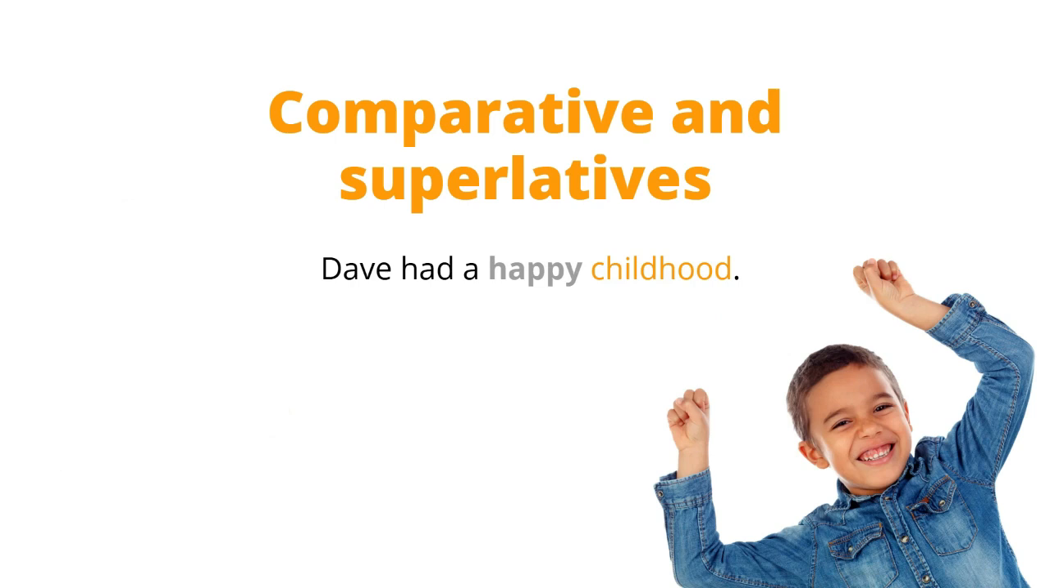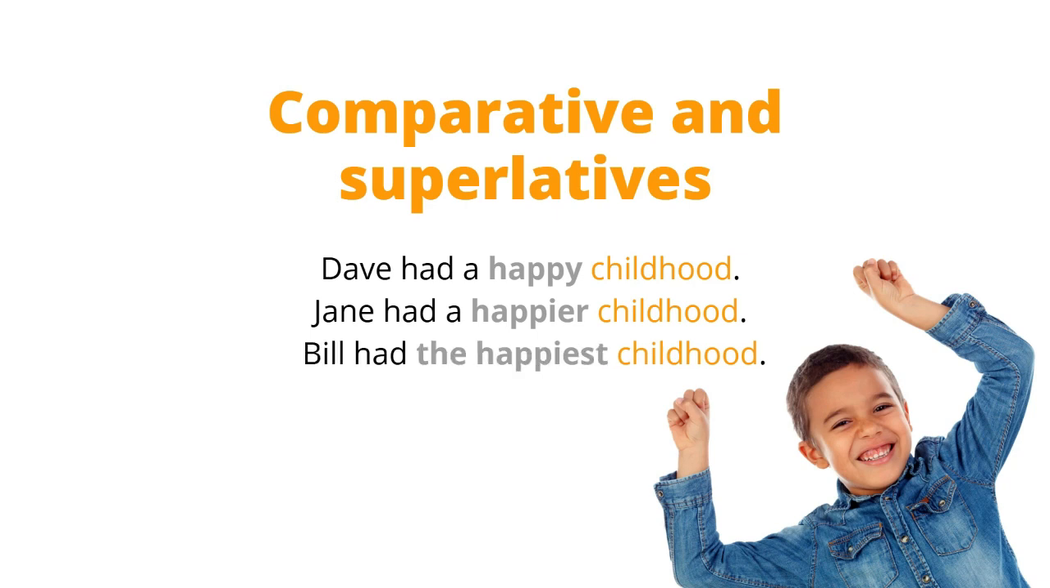Sometimes if we've got an adjective with two syllables that ends in a Y, we can say Dave had a happy childhood. Jane had a happier childhood. You'll see how we changed the Y to I. Bill had the happiest childhood. So these are adjectives with two syllables that end in Y, like happy or lucky or ugly. Happy, happier, the happiest.